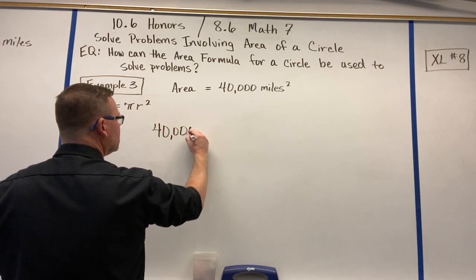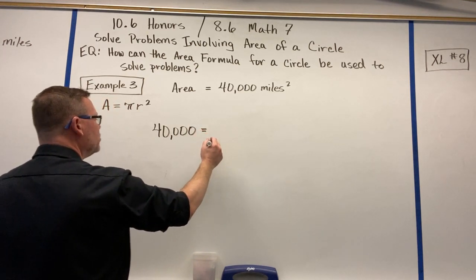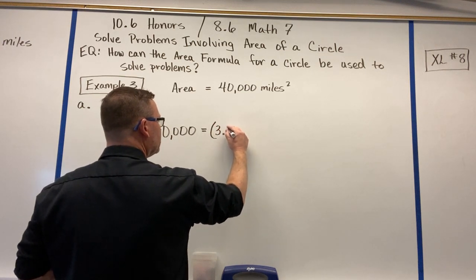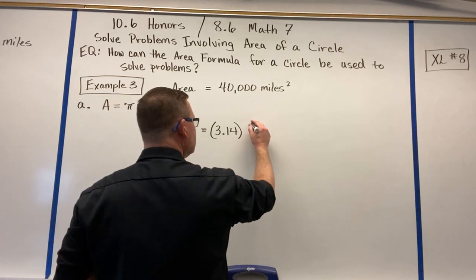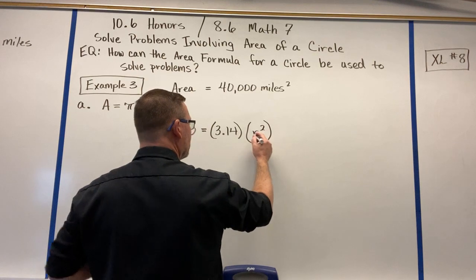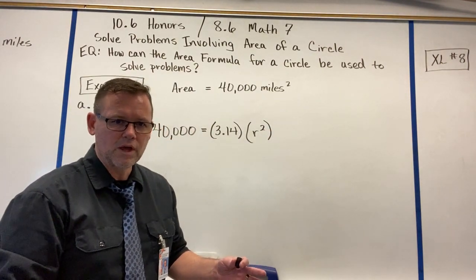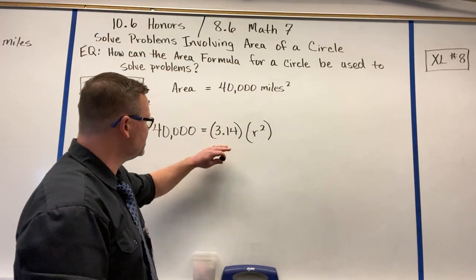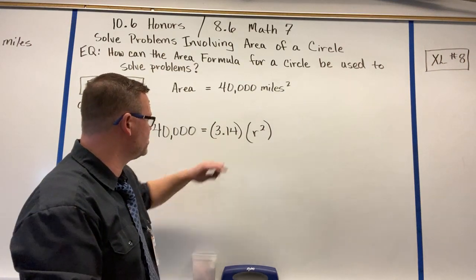40,000 square miles, okay? And this equals pi, which we're going to sub in for pi, is 3.14. And we're going to multiply that, and this is what we don't know, by the radius squared. So this is the same as we talked about. We need to isolate the variable, and we need to balance the equation. In other words, these are multiplication, right? When we put parentheses around them, they multiply by each other.